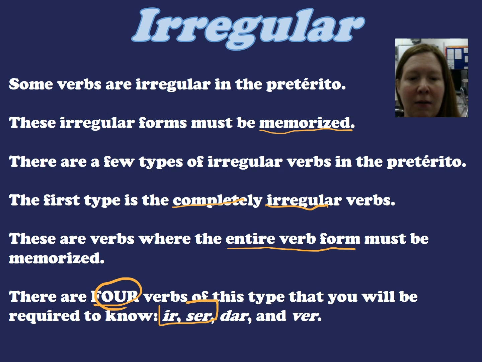Ir and ser are actually exactly the same. They share exactly the same verb chart. And then you have dar and ver that are sister verbs, and remember the only thing that you are changing is your D or your V. So you really only have 2 verb charts to memorize, but it's going to cover 4 verbs.